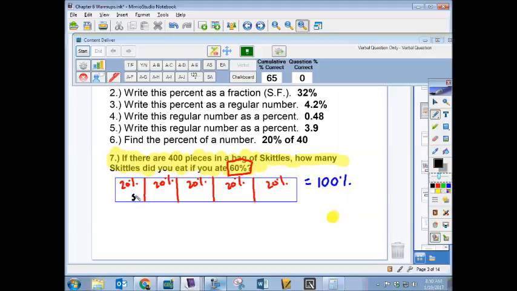I know that I'm going to have a certain number of Skittles in each one of these pieces, right? Now, I don't know what that is yet. That's what we've got to figure out. That's the work part of this. That's what makes this a little bit challenging, correct? All right. So now let's read the question.